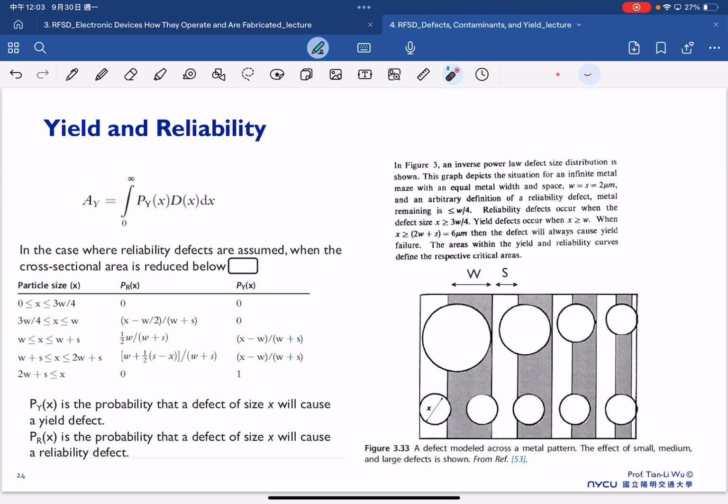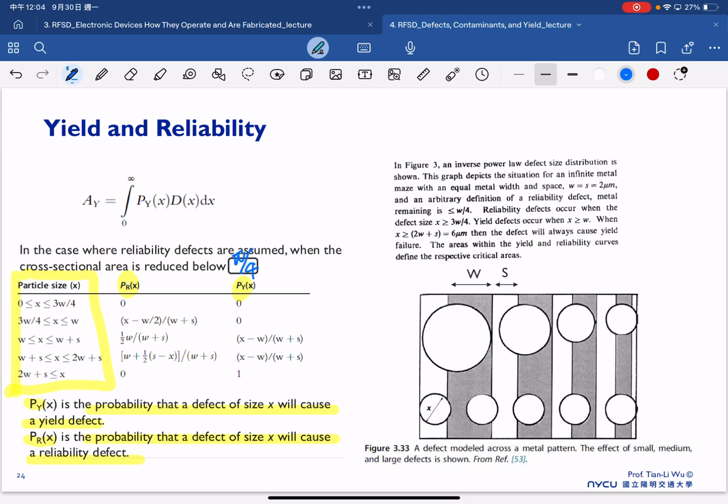So this is one of the results from this literature to understand how different particle sizes influence PR and PY. PR is the probability that a defect of that size will cause a reliability defect, and PY is the probability that it will cause a yield defect. So they calculate PR and PY considering different particle sizes here. In here, a reliability defect is assumed when the cross-sectional area is reduced below W/4.